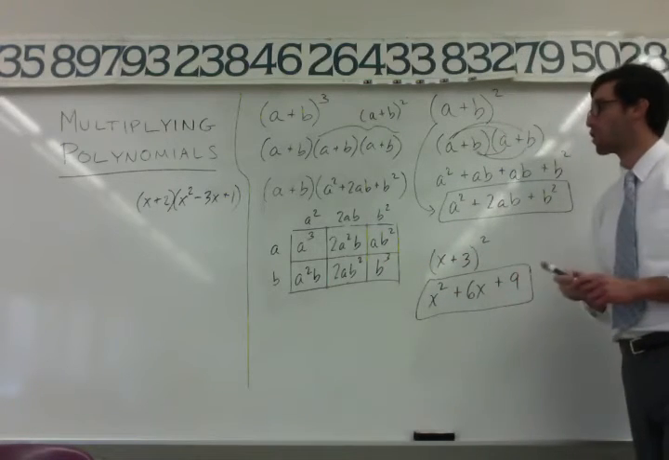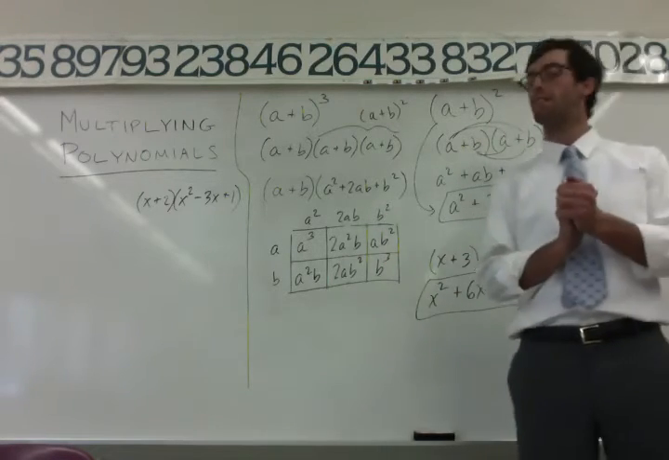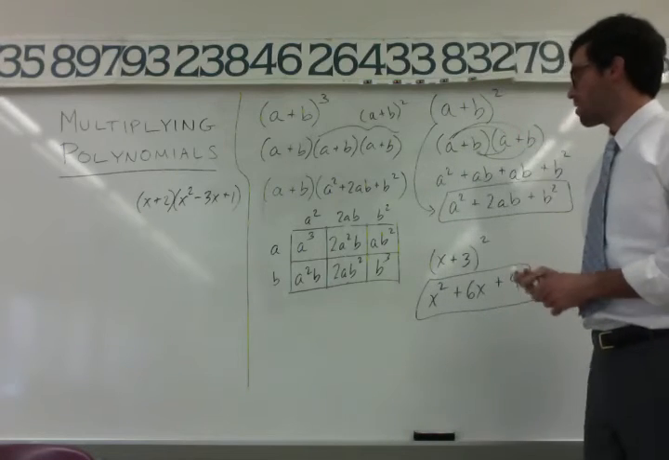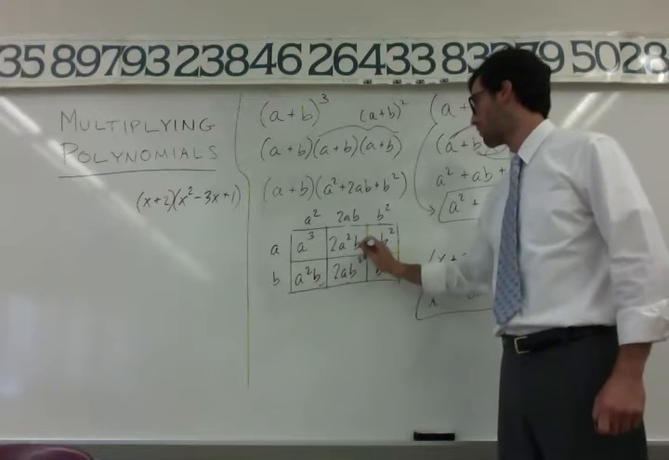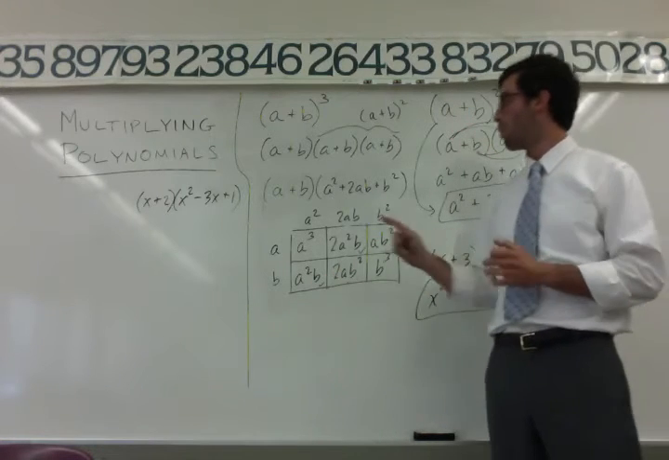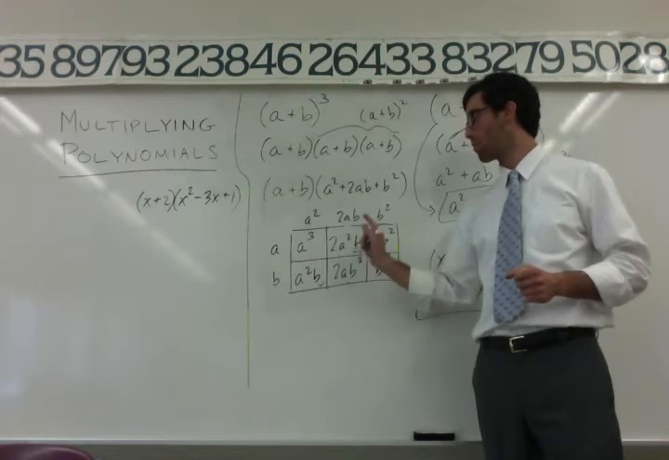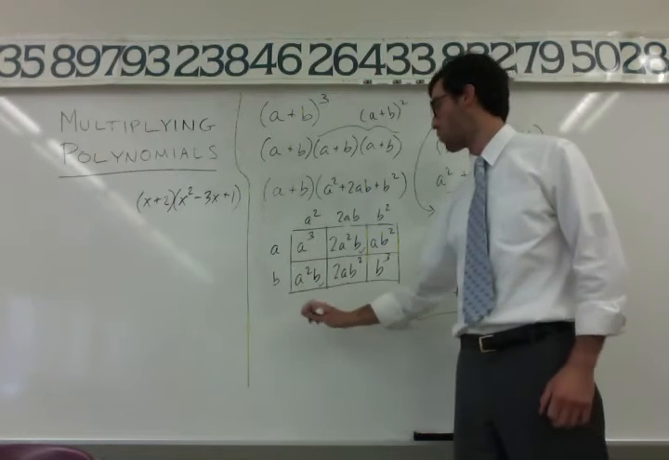Are there any like terms? Yes, there are a couple, right? The a squared b here and the a squared b here. I'll make a little check mark there and there. Those are like terms. 1 a squared b plus 2 a squared b is 3a squared b.